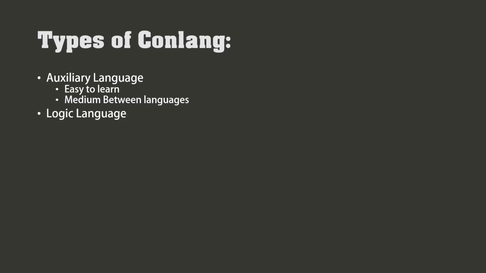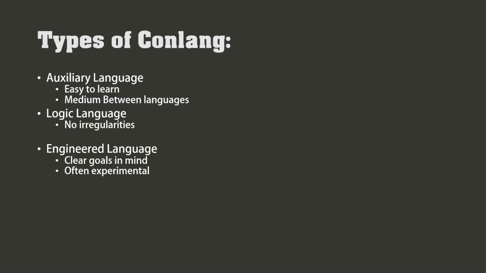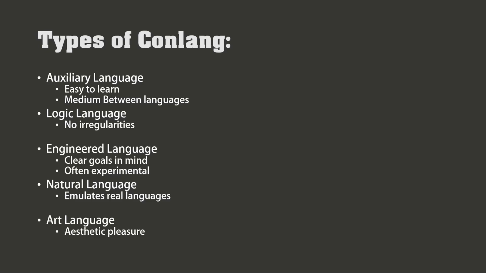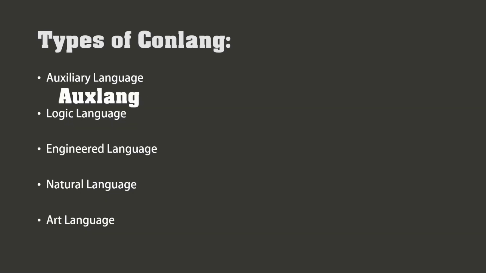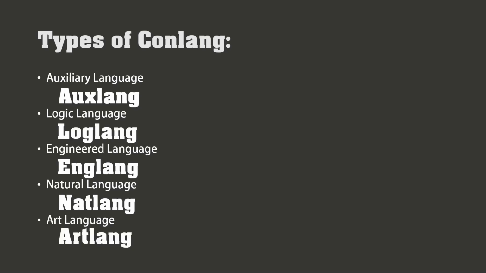Logic languages are meant to have no irregularities, they're kind of meant to be perfect. Engineered languages have clear goals in mind and are often experimental. Natural languages emulate real languages, and art languages are kind of self-explanatory. They also have shorter names such as auxlang, loglang, englang, natlang, and believe it or not, it's artlang.